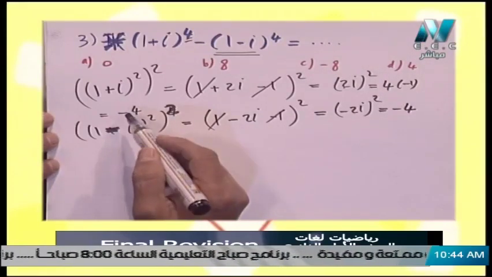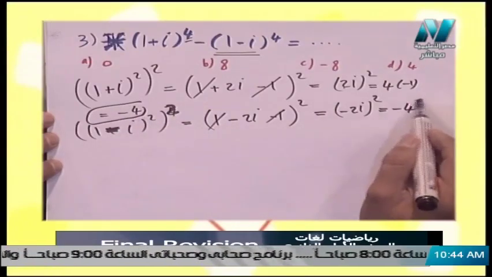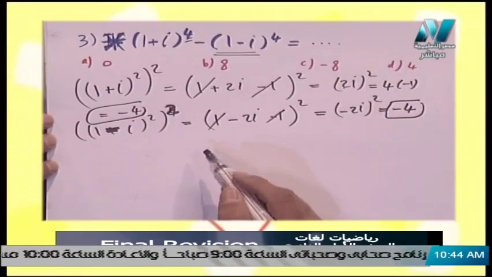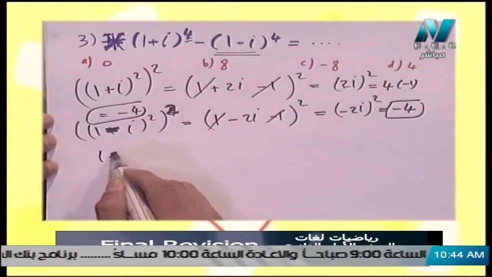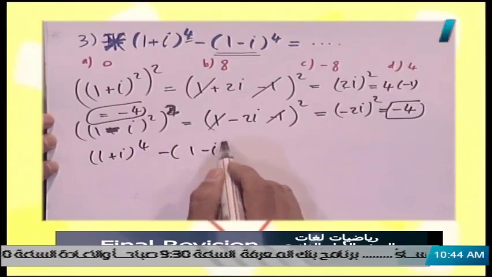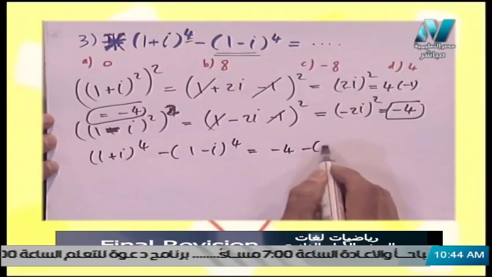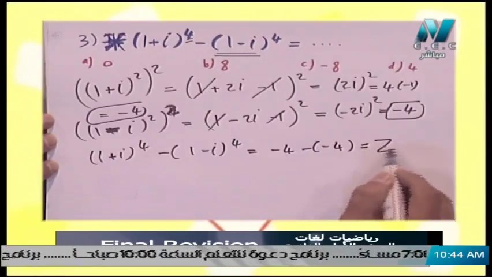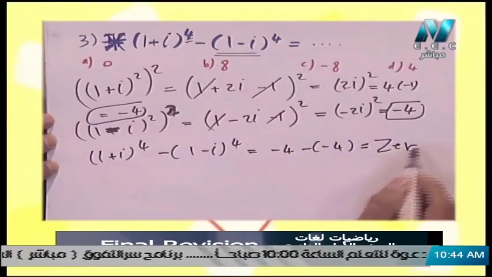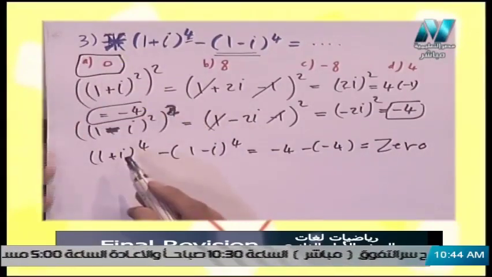We have here the first part equal to negative 4 and the second part equal to negative 4, so (1 plus i) power 4 minus (1 minus i) all power 4 equals negative 4 minus negative 4, which is 0. So the answer of course will be 0 here.